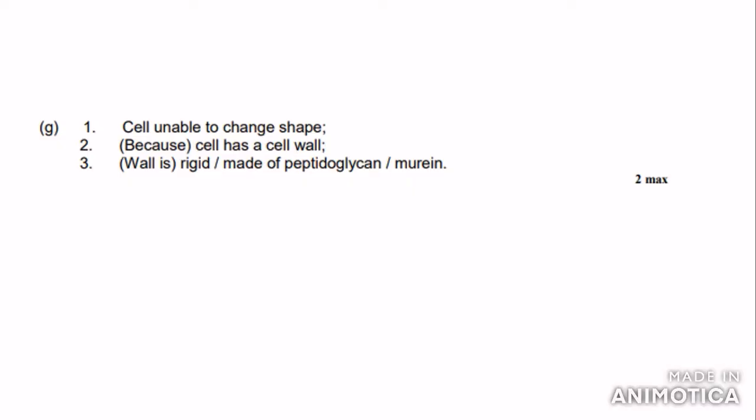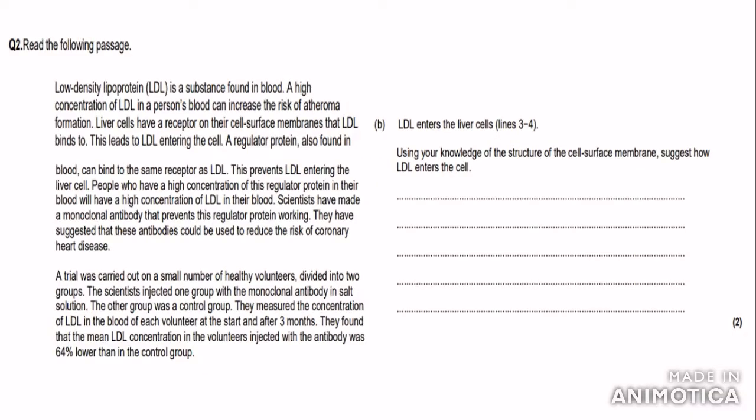Here's the mark scheme. You can write any 2 of these, but you cannot get 3 marks if you write all 3 of these marking points. You can only get a maximum of 2 marks. Here's the first marking point that you could have written, but we didn't write. A cell is unable to change shape. Because the cell has a cell wall, which we wrote. The wall is rigid, or it is made of peptidoglycan or murein. You can write either of these 2, they're basically the same thing.